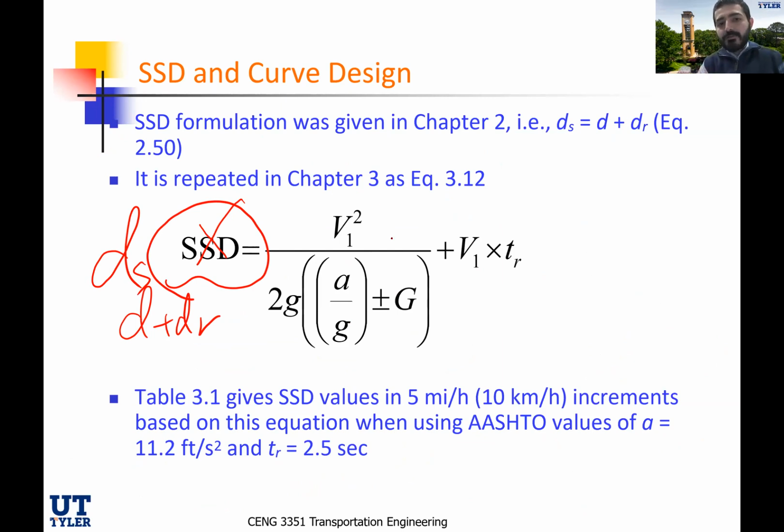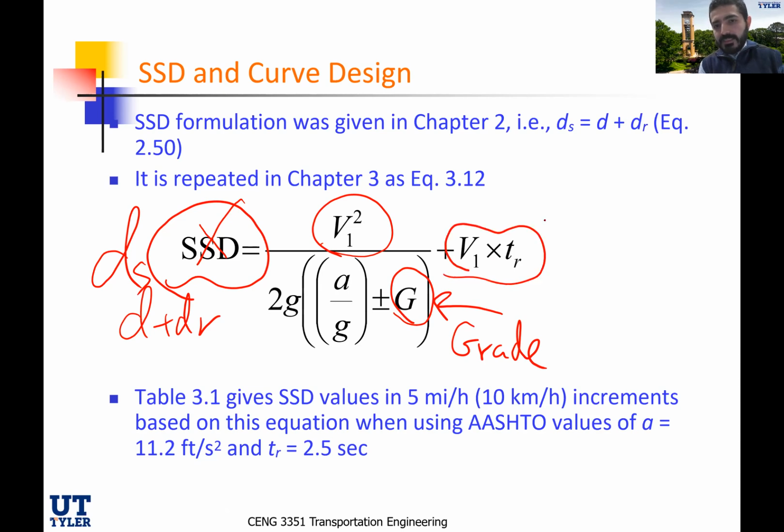Stopping sight distance is equal to v1, your original speed, squared over 2g times a over g, plus or minus capital G. I hope you know that by now. That's the grade, plus v1 times tr. This is the dr, the reaction distance, from the reaction time. Just before you hit the brake, you're still traveling at your original speed, and it's taking you some time. I hope you remember what was the recommended tr.